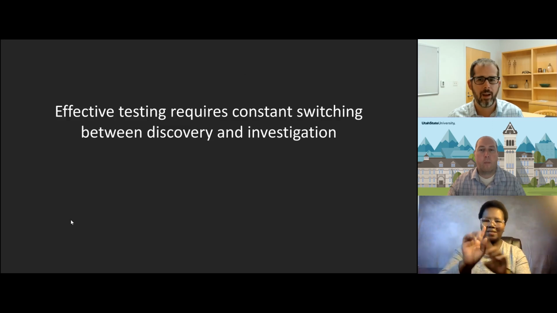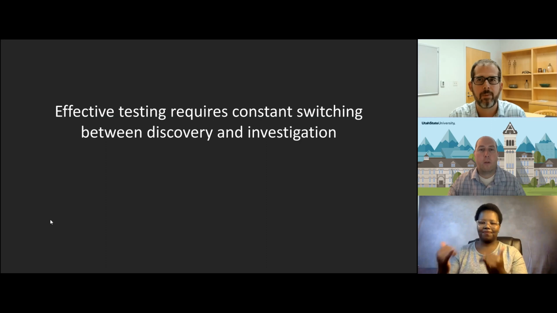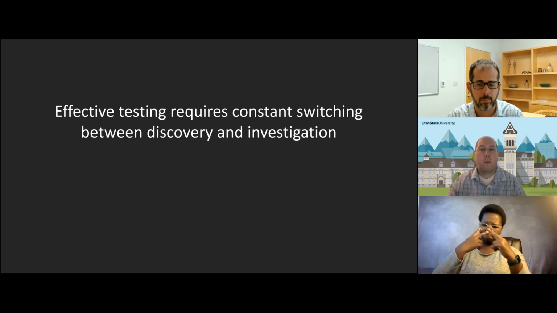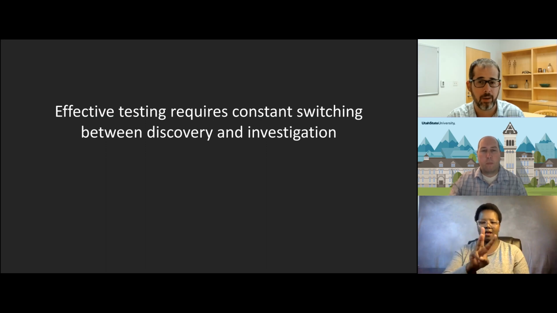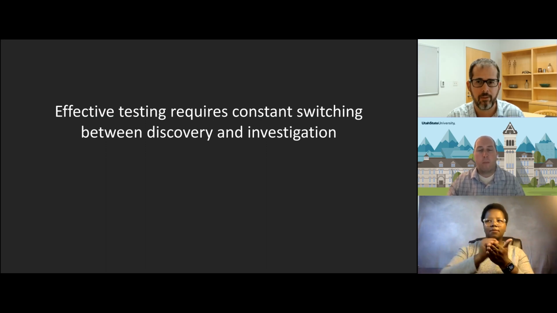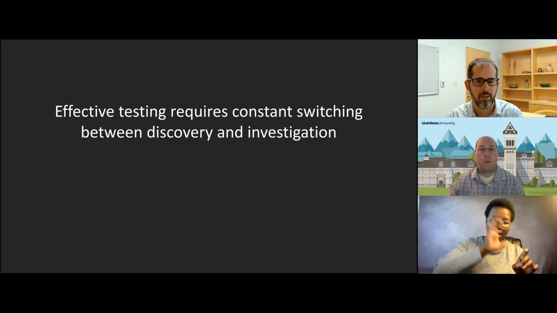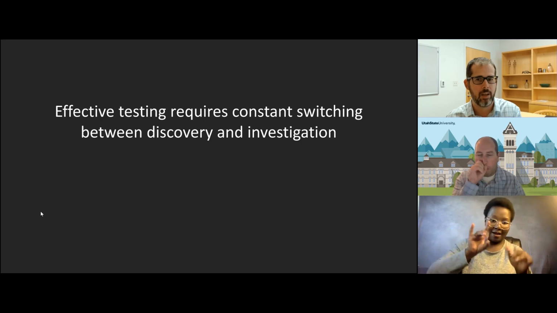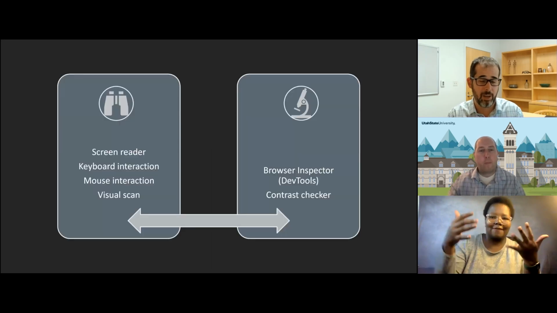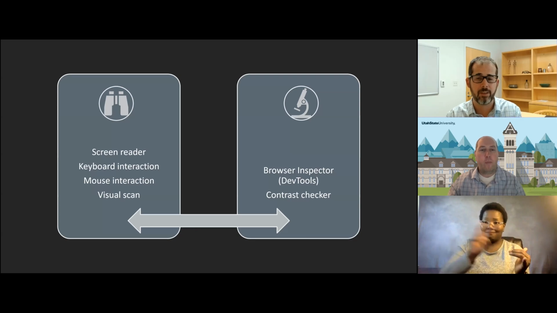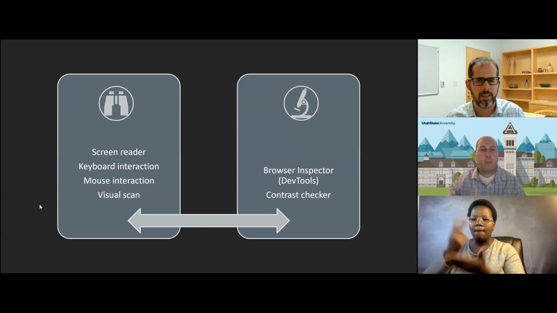The one thing that has become more and more clear to me as I've tried to do my own evaluation, and hopefully as part of our work here at WebAIM, create resources to help other people in evaluation, is that effective testing requires a regular switching between discovery and investigation. You find an issue, you dig into that issue. So what that means is you're going to have to jump pretty frequently between tools that are good for discovery and tools that are good for inspection. And so part of effective evaluation is that jumping back and forth.